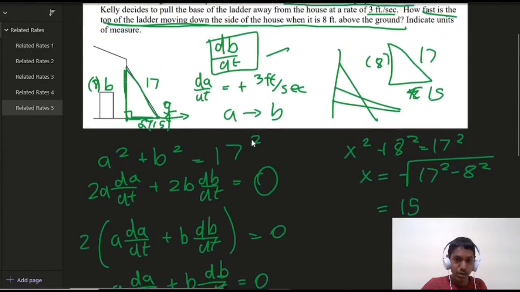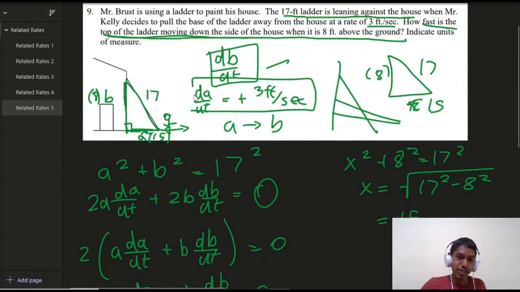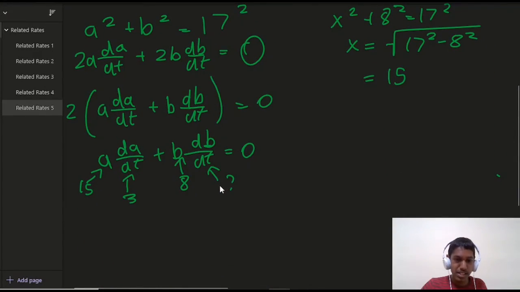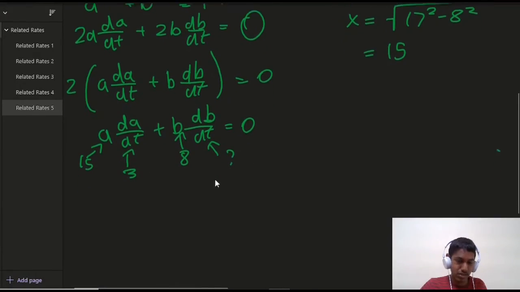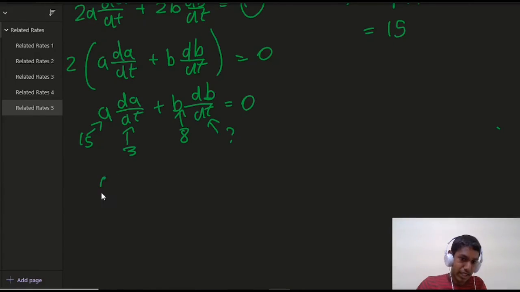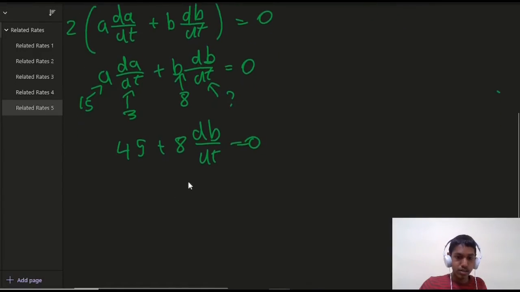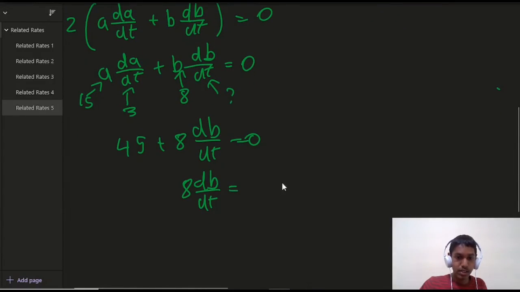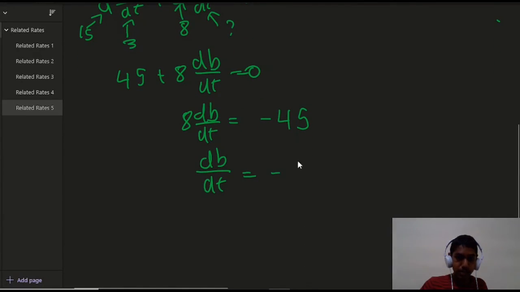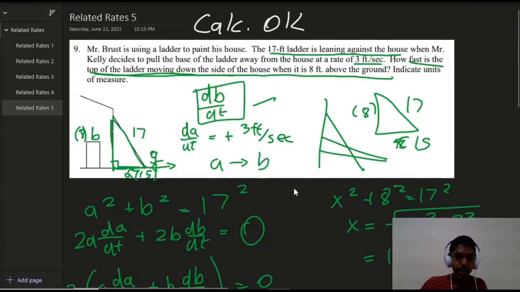What is dA/dt? Do we have that? Oh yeah, we do. Again, really important: write your information in mathematical notation. That's going to be 3, and it looks like we pretty much just have to plug in and solve for dB/dt now, because that's the only unknown. So 15 times 3 is 45, plus 8 dB/dt equals 0. 8 dB/dt equals minus 45, and then dB/dt is minus 45 over 8. What are the units here? Feet per second.